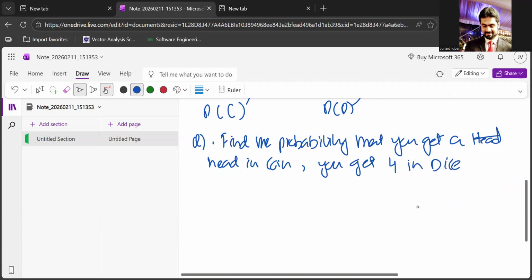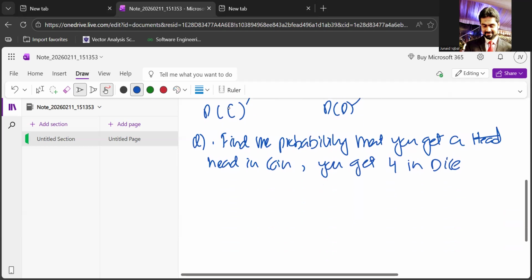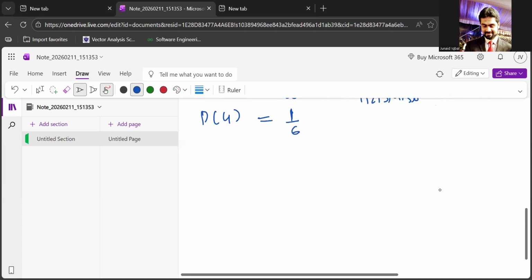First of all, we have to find the probability of head in coin and 4. So instead of C, let me just put H here because I want to find the probability of head in the coin and 4 in the dice. Head is one event in coin, and there are head and tail, two possibilities, which is the sample space. So 1/2 is the probability of head, and the probability of 4 in the dice would be: 4 is one event, and you have 6 in the sample space because you have 1 2 3 4 5 6. So that is the probability of getting 4 in the dice.